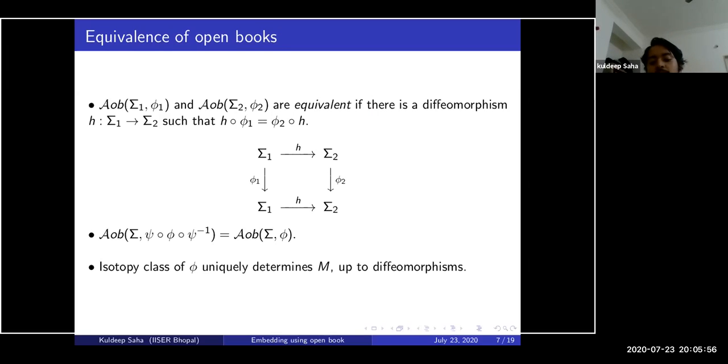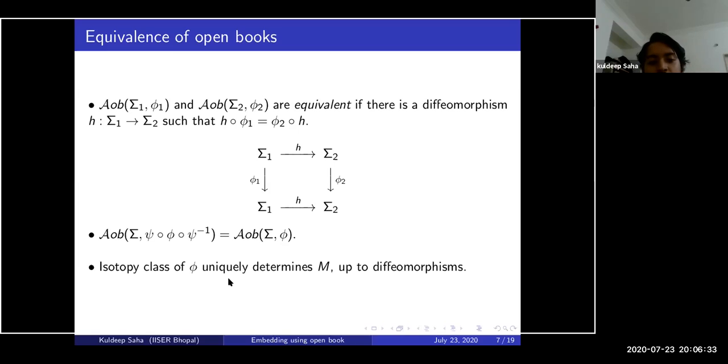So now, once we have defined what an open book decomposition is, there should be an equivalence for when two open books are the same. So two open books, (Σ1, φ1) and (Σ2, φ2), are the same if there exists a diffeomorphism H that takes Σ1 to Σ2 and such that this diagram commutes. In particular, if you take an open book with page Σ and monodromy φ, and you conjugate the monodromy with a diffeomorphism of Σ, say ψ, then the total space of the open book doesn't change.